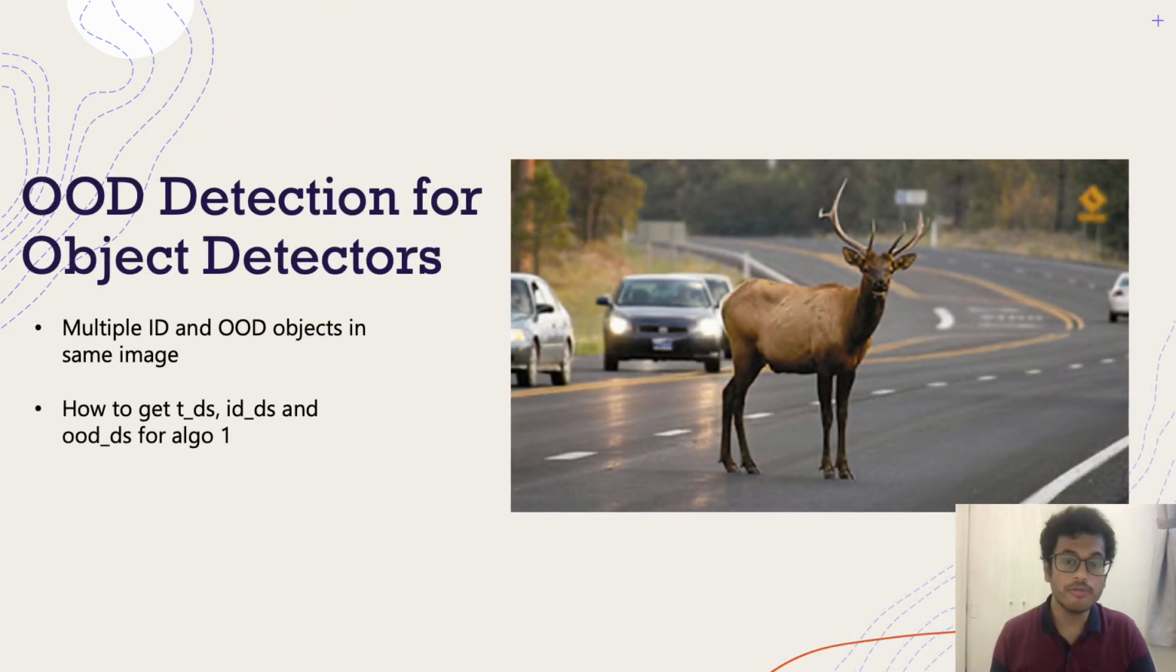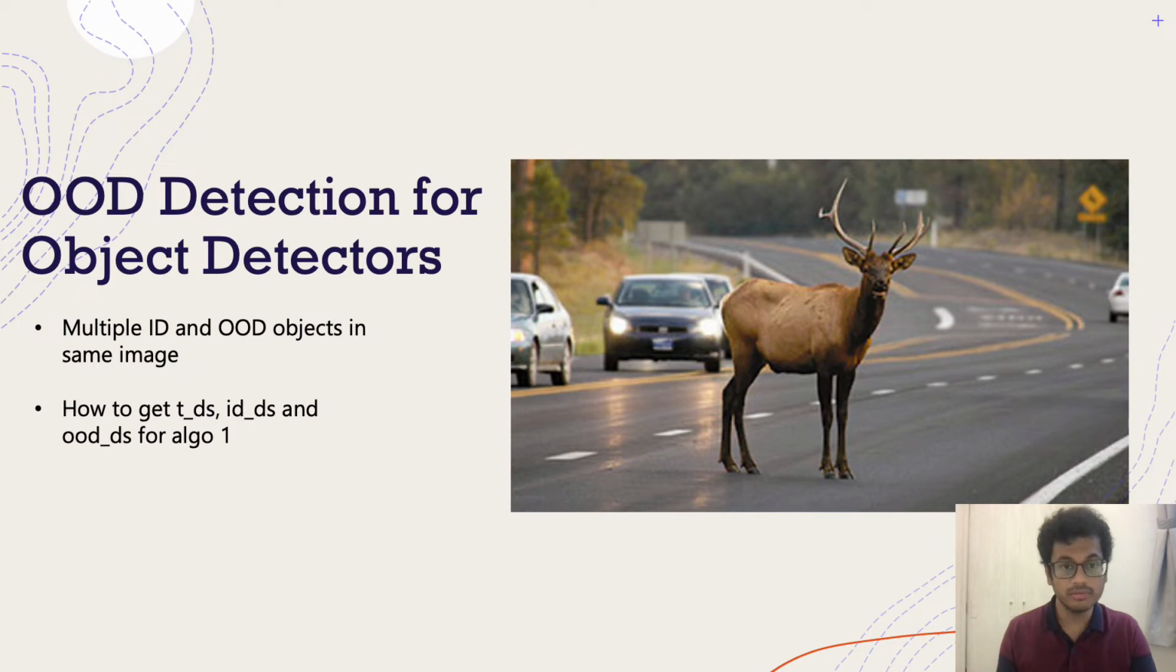The problem of OOD detection is modeled slightly differently for object detectors. Unlike image classification, where we can label an entire image as ID or OOD, in object detection, there might be multiple ID and OOD objects in the same image.